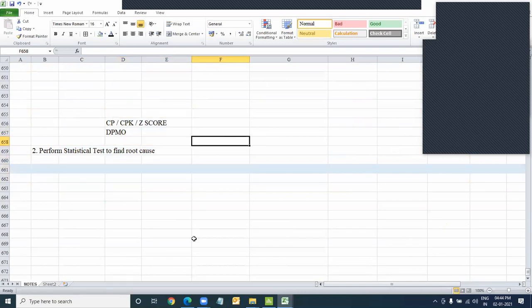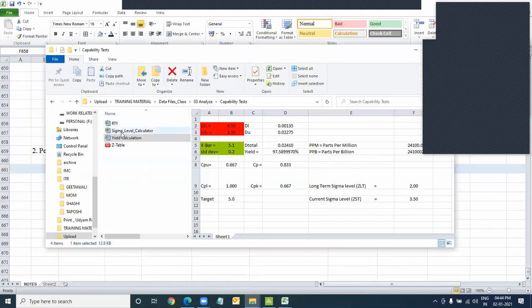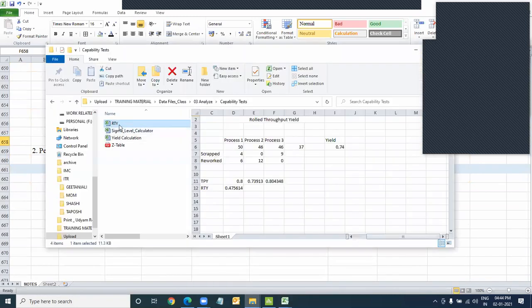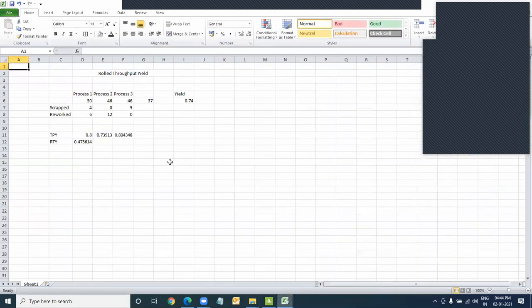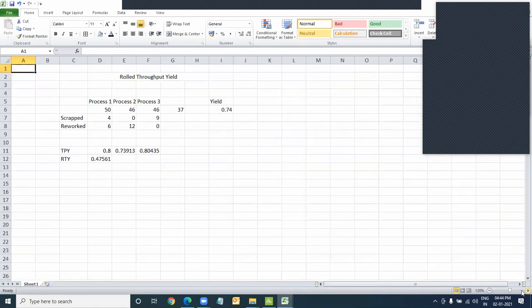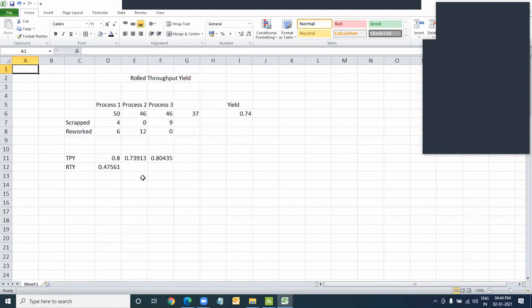For that, we will go to the same Analyze folder, and we have this file RTY, a small file, which will give us both the versions. Let me increase the font size so that we can have a quick look. There are three terms that we would like to understand here. One is yield, which we already know. Then there is throughput yield, and there is rolled throughput yield.